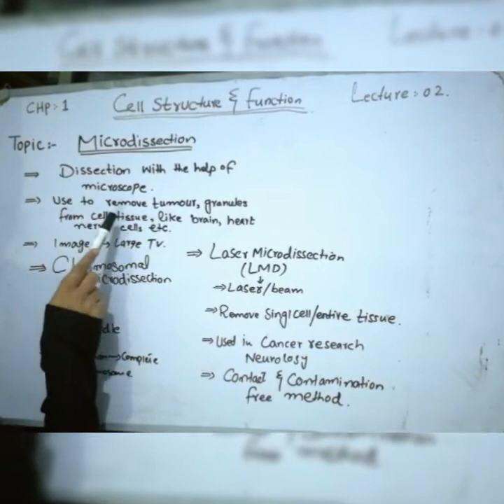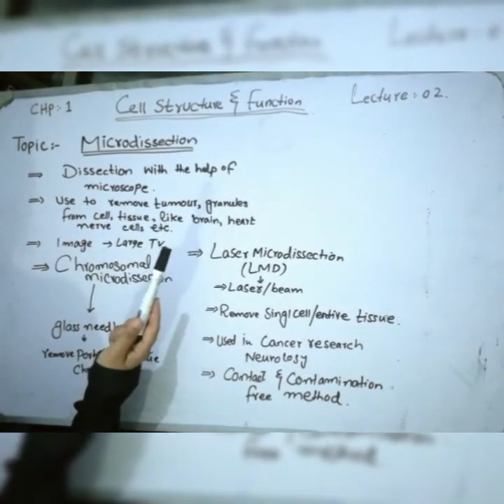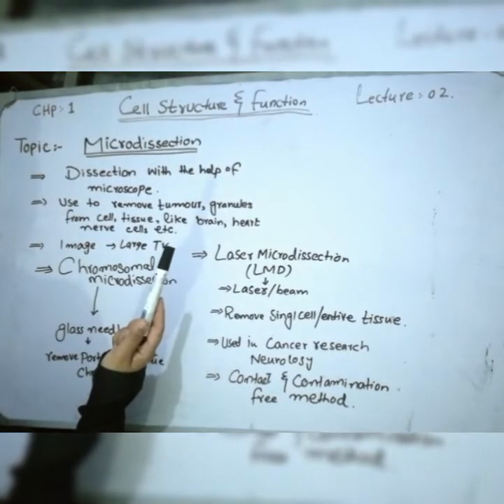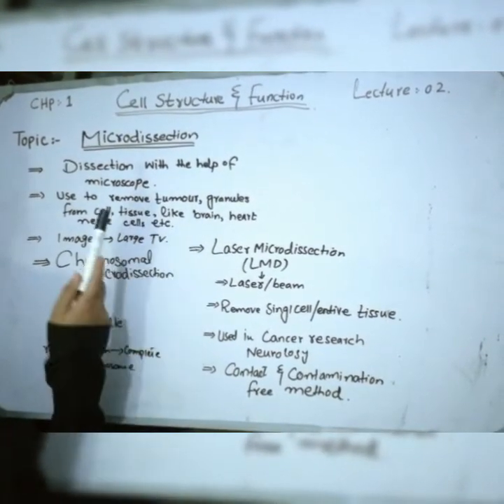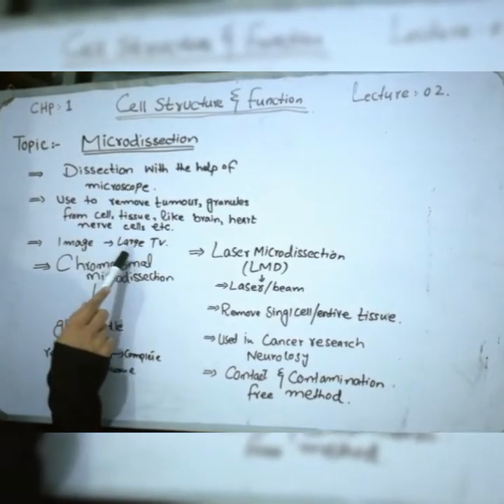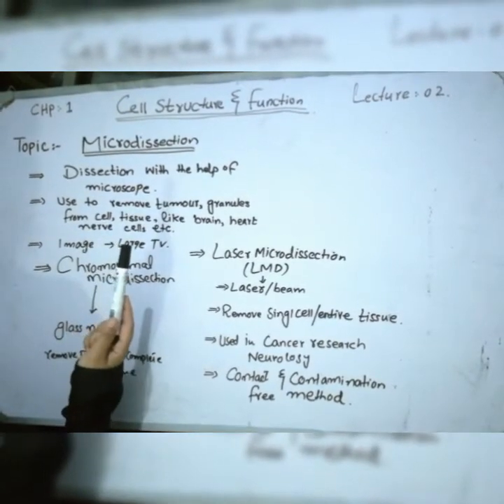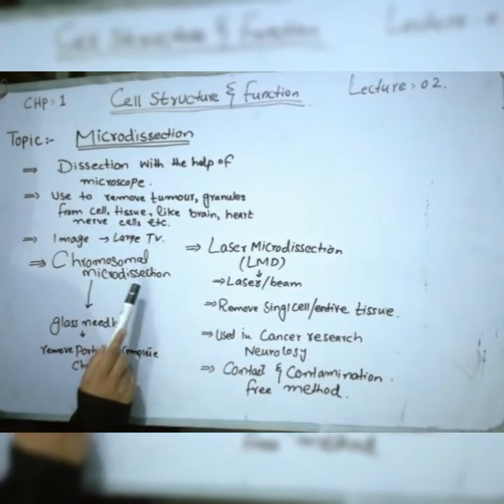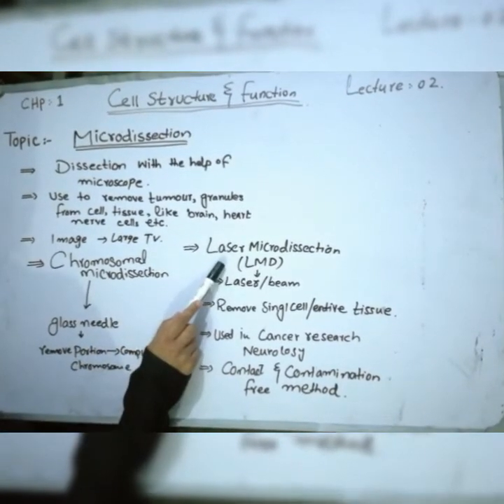Usually microdissection is used to remove tumor granules from the cell tissue, for example from the brain, heart or nerve cells, etc. In the technique microdissection, the image is seen on a large TV. A variety of techniques are used in microdissection. The two main techniques are chromosomal microdissection and laser microdissection.